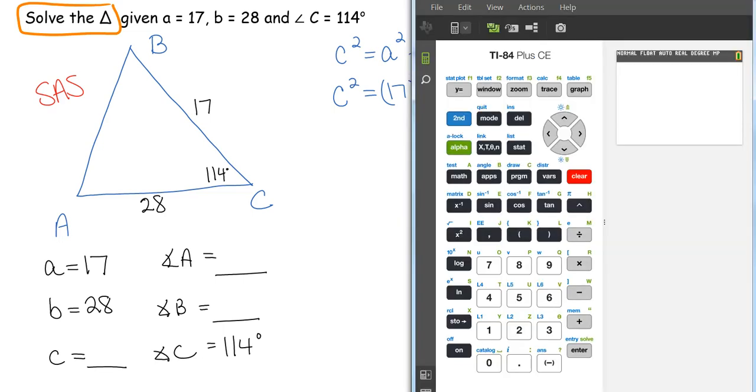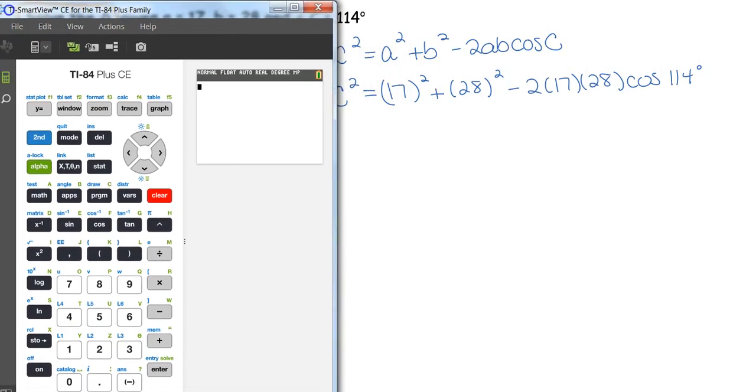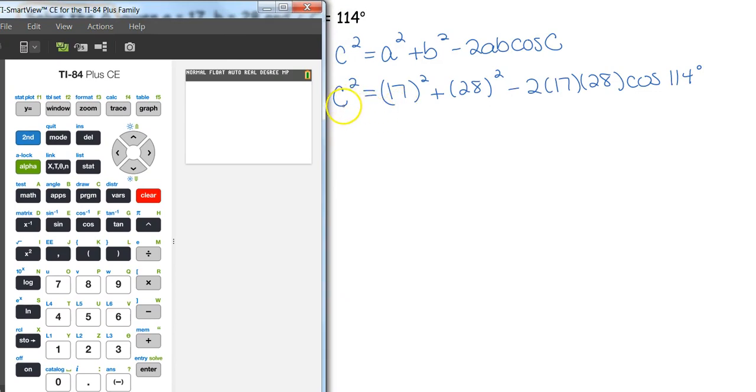So we're going to have our calculators out. Since C squared is my only variable, it's equal to all this number. I can calculate this whole thing and I don't have to do any work for it. I can just plug it in: 17 squared plus 28 squared minus, make sure you use the minus, not the negative sign, 2 times 17 times 28 times the cosine of 114. Make sure that your calculator is in degree mode. That is really important. So when I look here, no variable, so I can put that all in at once. We hit enter.